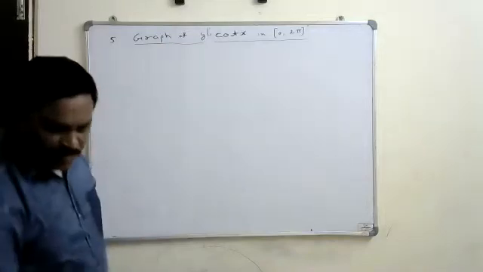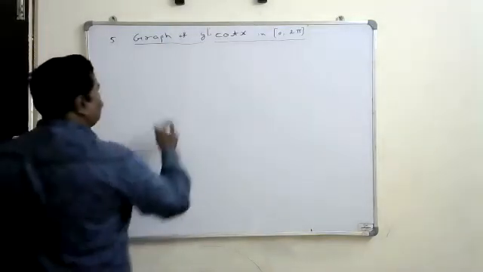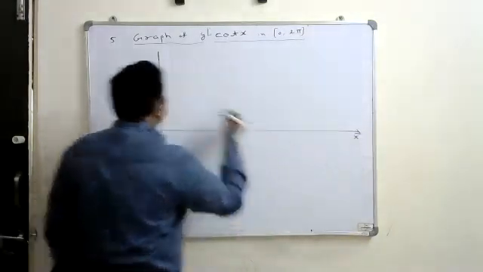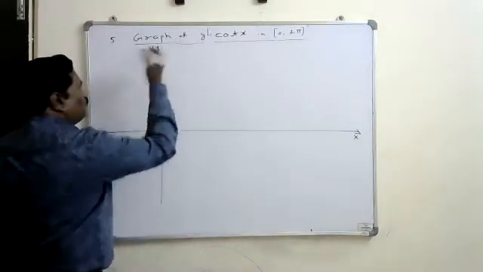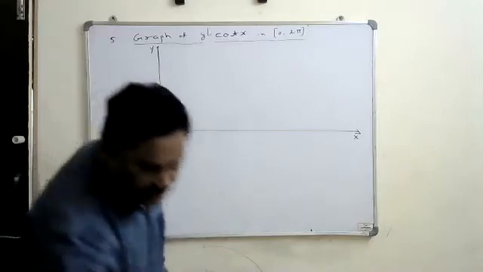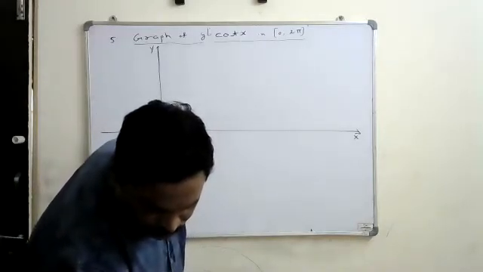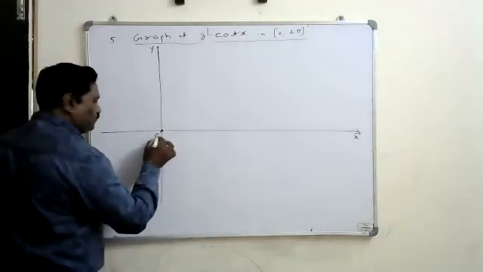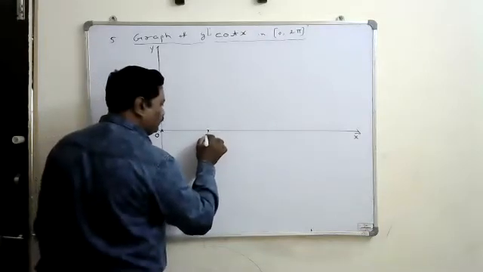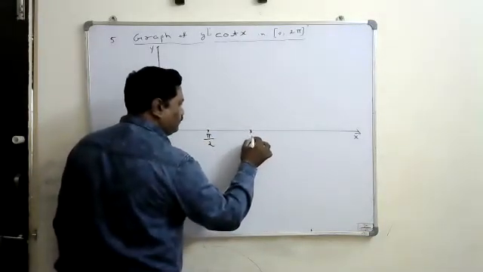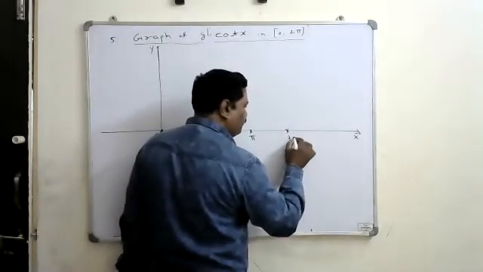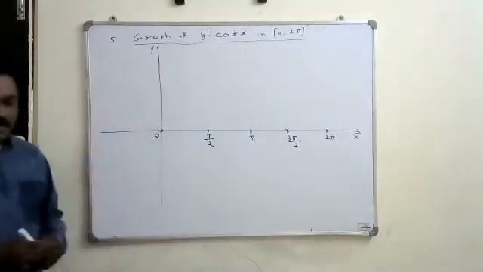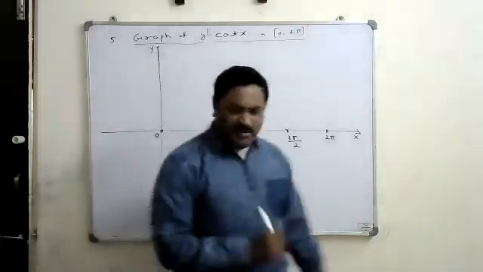To draw its graph, you will also take the coordinate axes. Take this y-axis and x-axis. On the x-axis, we'll take the same scale. So it is 0 degree, it is pi by 2, it is pi, it is 3 pi by 2, and 2 pi. We'll take the same scale, and tell me for what angles cot is not defined.